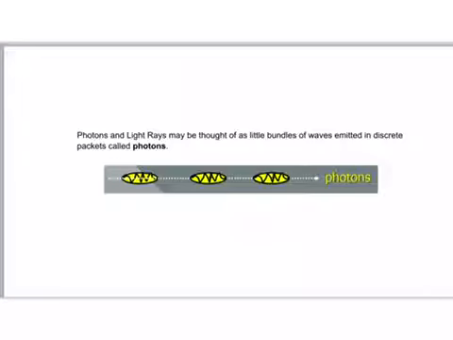Photons and light rays may be thought of as little bundles of waves emitted in discrete packets, which we call photons. Each packet behaves like a particle and a wave, and is named a photon.